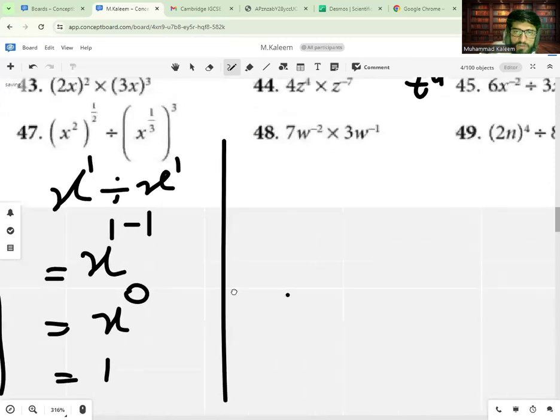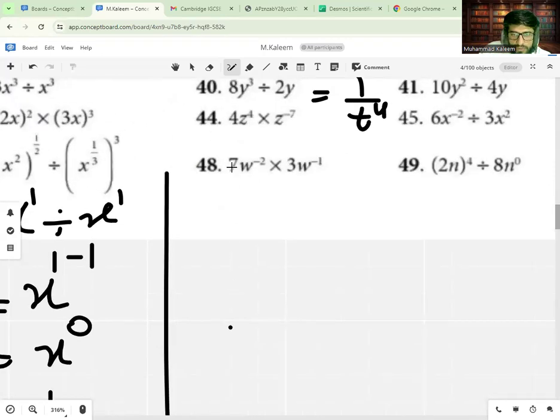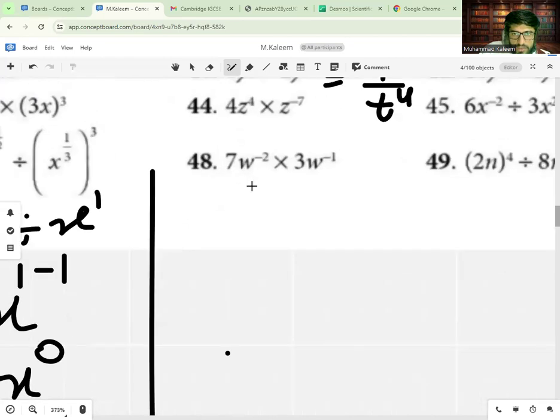Okay, next we have question number 48. In this one, we just have to multiply. Look here, we have constant values as well. So constant will be multiplied with constant. 7 times 3 means 21. And we have to deal with these two terms separately.